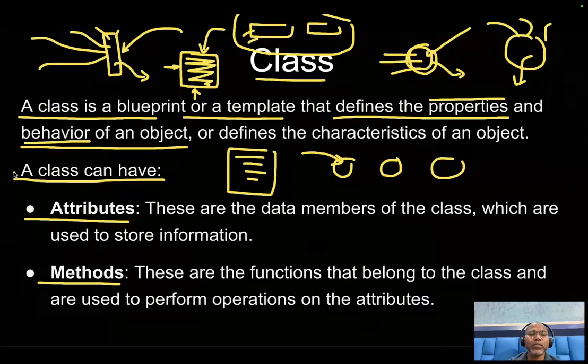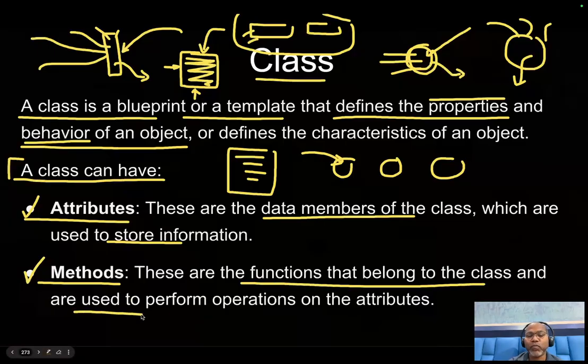So class is nothing but a logical paper where you are defining your elements through which the object is going to be made, and what the purpose and behavior are. In software terms, we can say attributes are the data members of the class which are used to store information. That means the values which the object is going to construct. And methods are the functions that belong to the class that perform the operations or behavior.